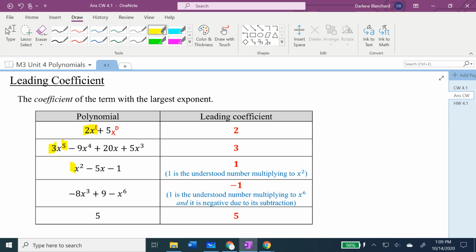On the next polynomial, the largest exponent is this 6. So -1 is the leading coefficient. And then when it comes to 5, hey, if it's all you got, it's all you got. So 5 is considered the leading coefficient.